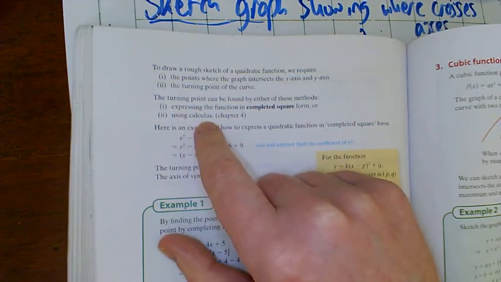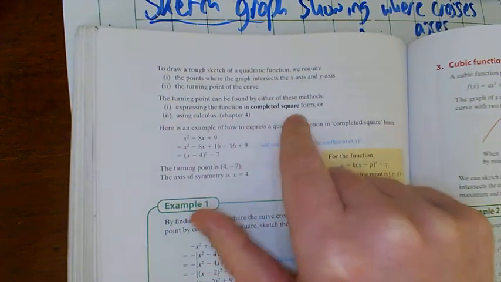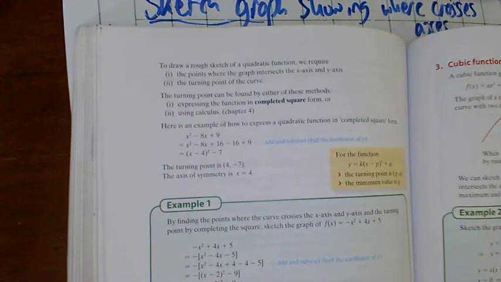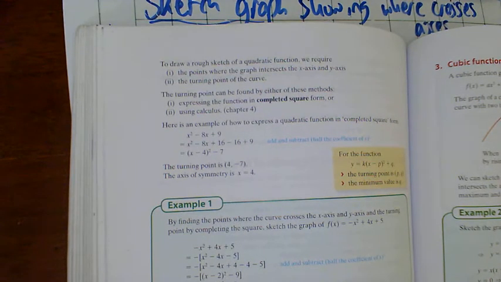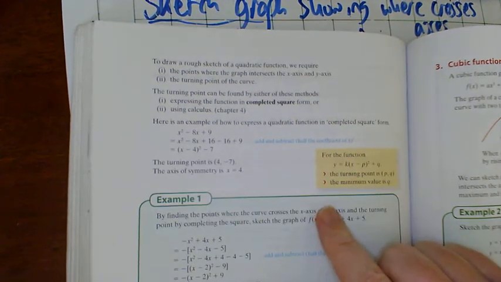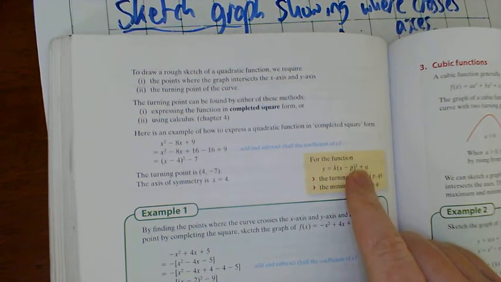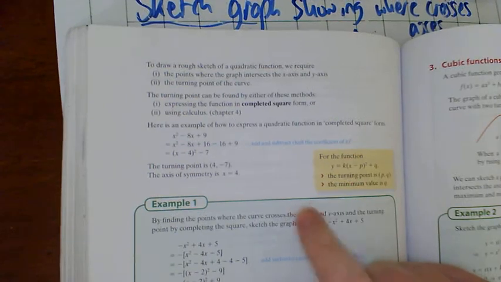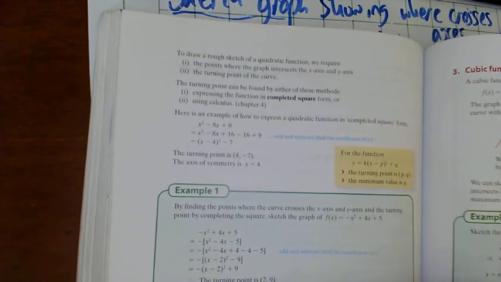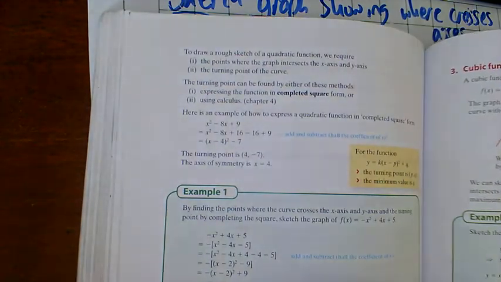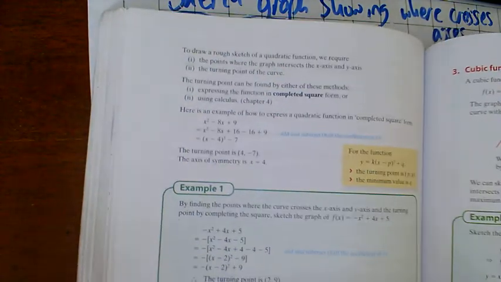Oh, it actually says using calculus here. We can find turning points by completing the square. So this will be like a little reminder of completing the square. And completing the square means finding this form where something's a square plus something else. All right, so we'll remind ourselves of that when we do the two examples. So there's a few different examples. We'll go on to cubic in a second, but we'll stick with quadratic first.